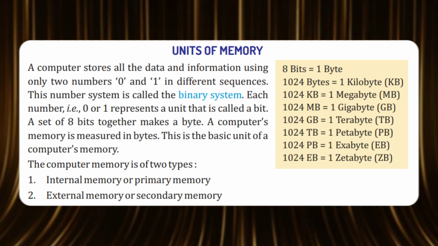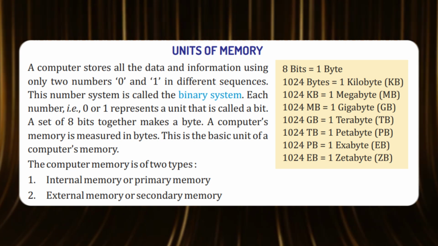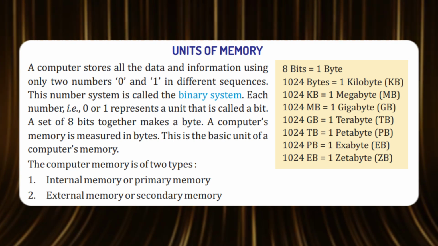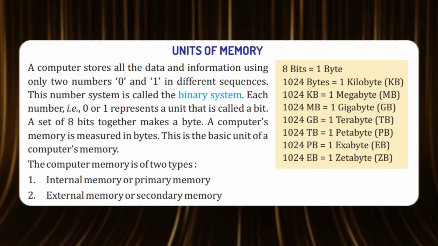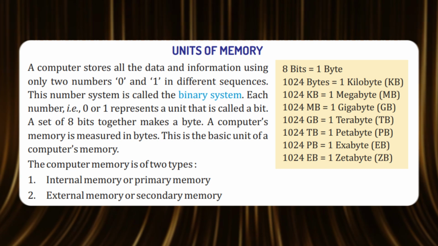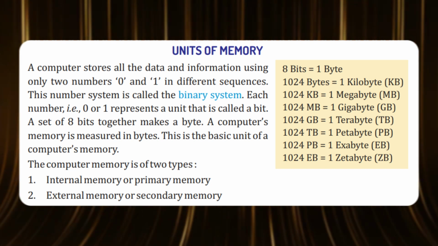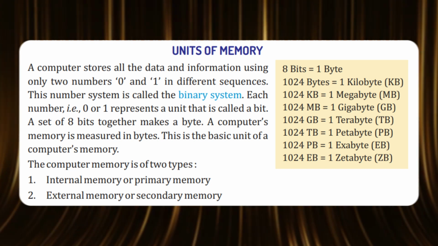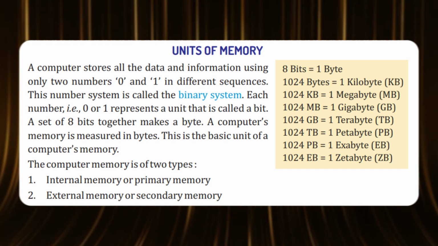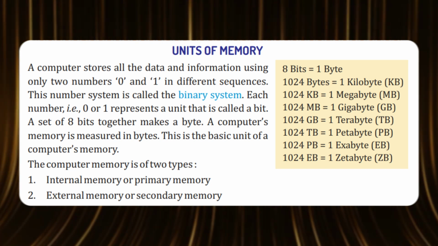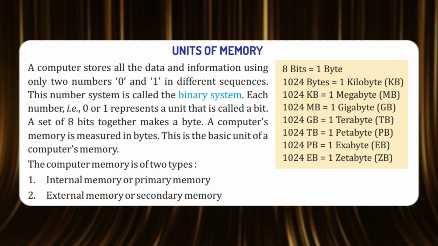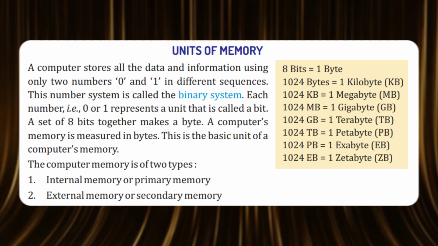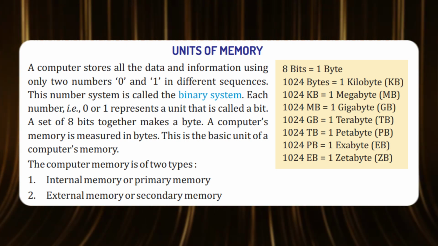8 bits is equal to 1 byte. 1024 bytes is equal to 1 kilobyte, KB. 1024 kilobytes is equal to 1 megabyte, MB. 1024 megabytes is equal to 1 gigabyte, GB. 1024 gigabytes is equal to 1 terabyte, TB. 1024 terabytes is equal to 1 petabyte, PB. 1024 PB is equal to 1 exabyte, EB. 1024 EB is equal to 1 zettabyte, ZB.